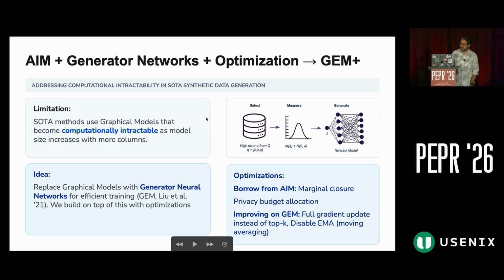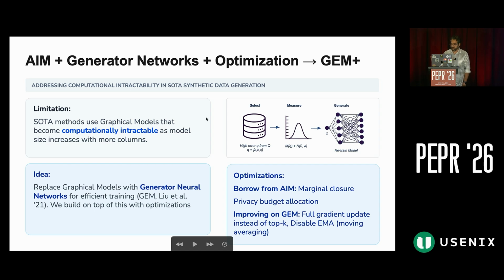The first thing is if you have AIM, which is the current state of the art, and you use generator networks and follow certain optimizations, all of which are in the paper, and I'll talk only about a couple of them here, you can address computational intractability in AIM, right? That's sort of the summary of this slide.